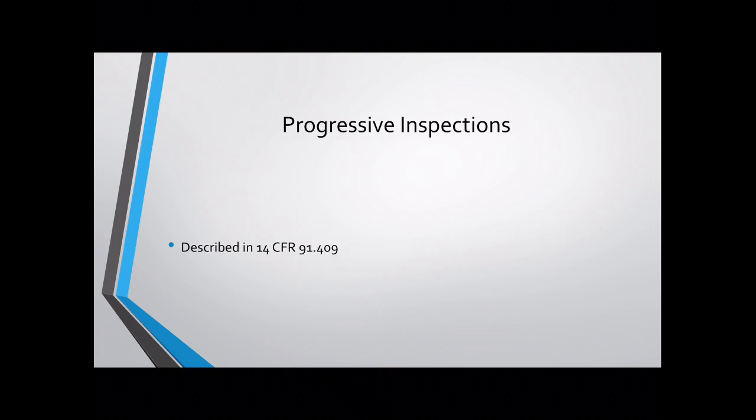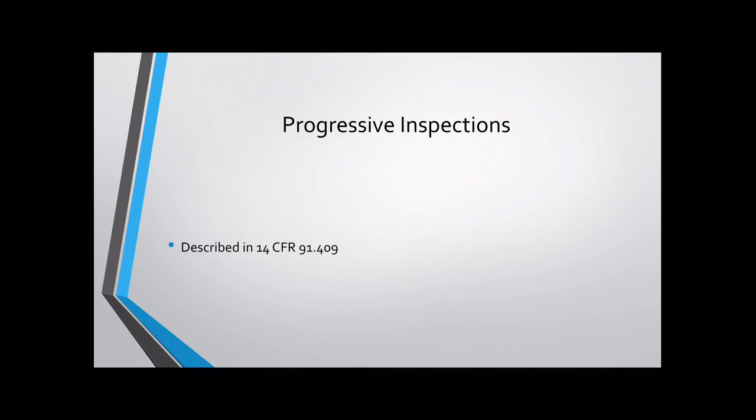Progressive inspections, on the other hand, are described in 14 CFR 91.409. Progressive inspections are different because rather than pulling the aircraft out of service for a specific period of time during certain intervals, a progressive inspection is allowed to take place while the aircraft is remaining in service. This progressive inspection system is going to be developed by whoever is owning or operating the aircraft, and it is going to be submitted to the FAA for approval.